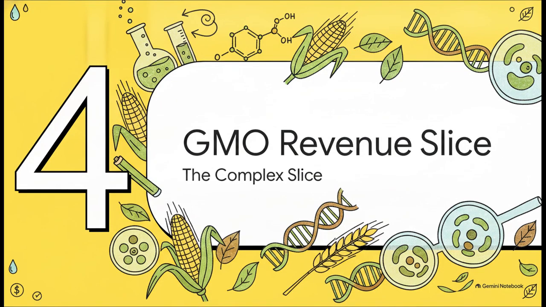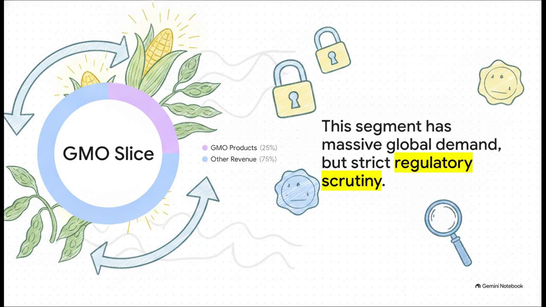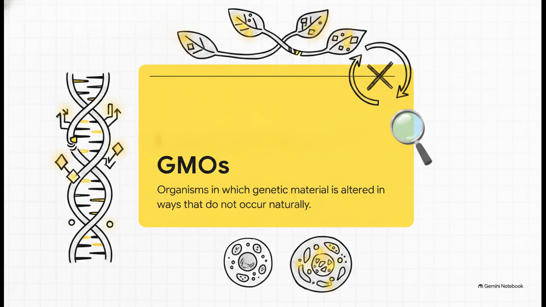Next up, Section 4, the GMO revenue slice, or the complex slice. This brings us to metric RTCH410C.1 and our third pie chart. This one isolates the revenue share coming directly from products containing genetically modified organisms. This represents a segment of the business that is just full of massive global demand, but simultaneously faces intense regulatory scrutiny. It is super important to look at the strict legal definition provided by the standard to understand exactly what qualifies for this revenue slice.